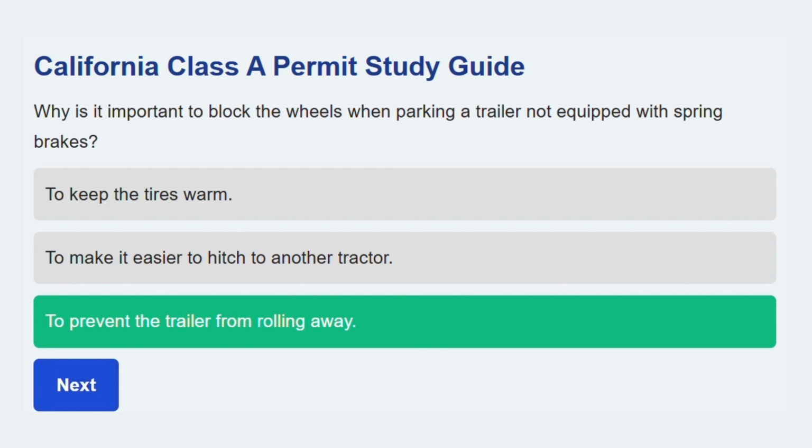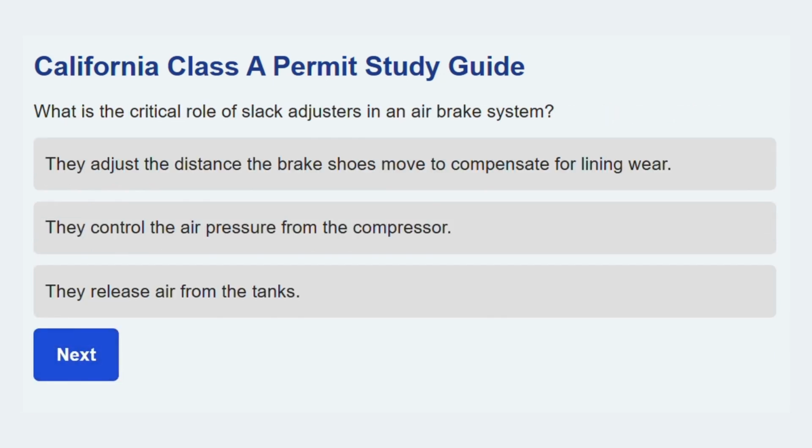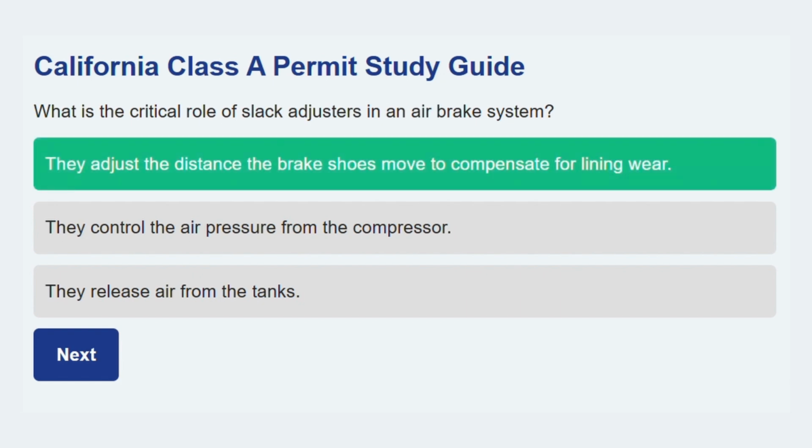What about this next one? What is the critical role of slack adjusters in an air brake system? They adjust the distance the brake shoes move to compensate for lining wear. They keep the brakes in proper adjustment, ensuring effective braking.